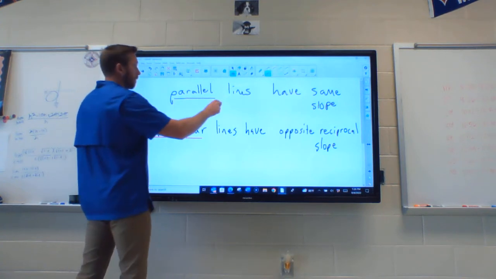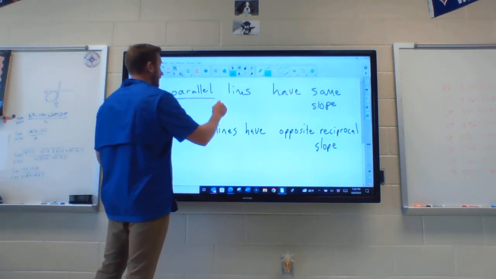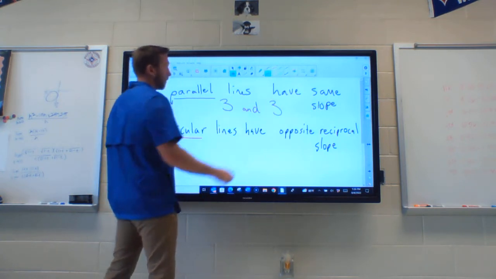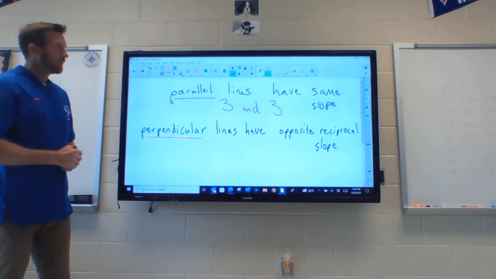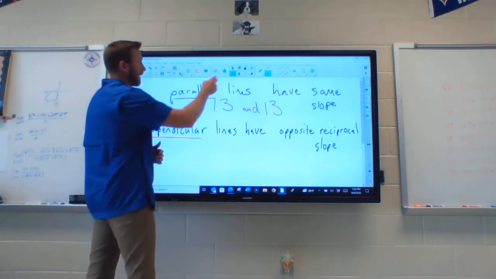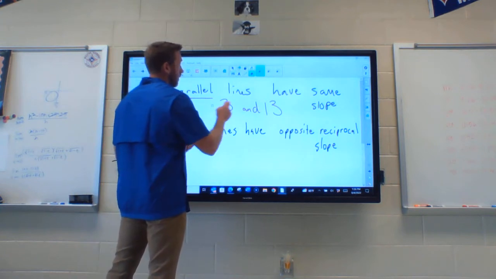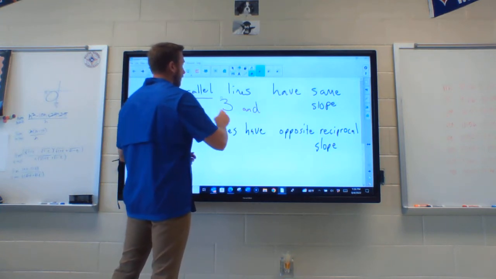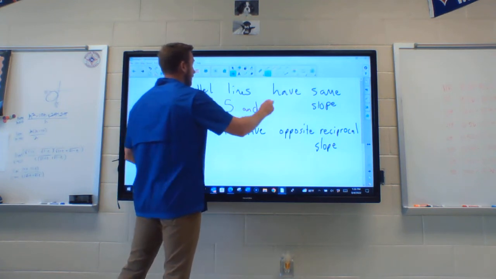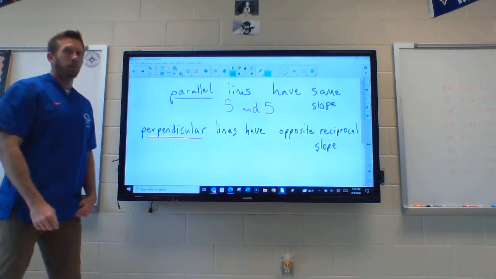Parallel lines have the same slope. That would be one line has a slope of 3, and the other line has a slope of 3. Or 13 and 13 would be the same slope. Or a slope of 5 and a slope of 5, right? They would have the exact same slope, okay?